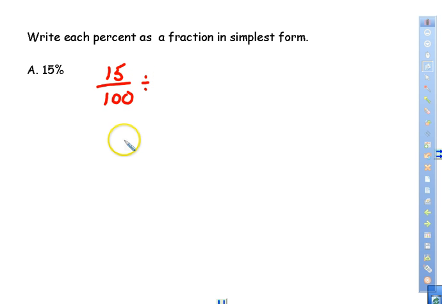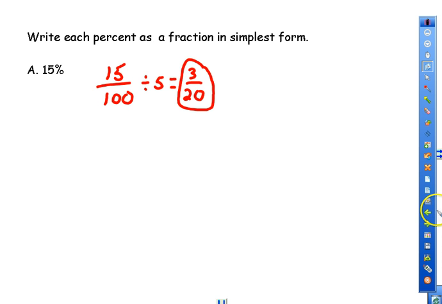Well, we're going to look at our last digits, and it's a 5 or a 0, so we're going to divide by 5. And we get 3, and then 100 divided by 5 is 20, and 3/20ths is in simplest form. That's all you have to do for percents, writing them as a fraction. So let's look at our next one. Go ahead and solve this.